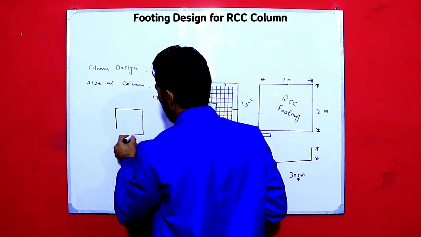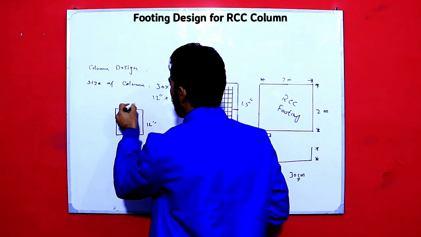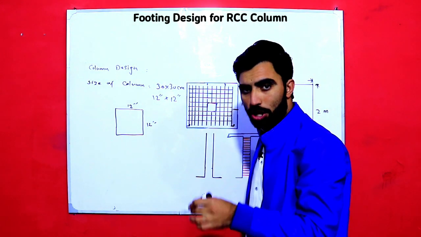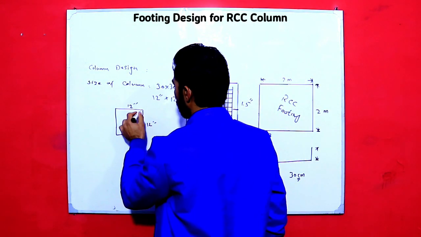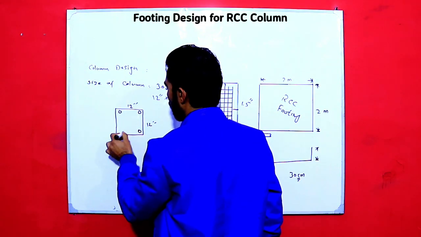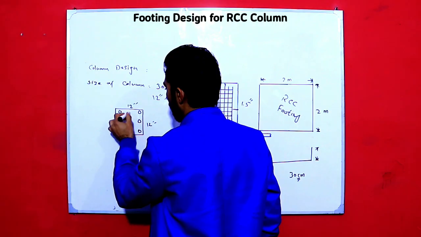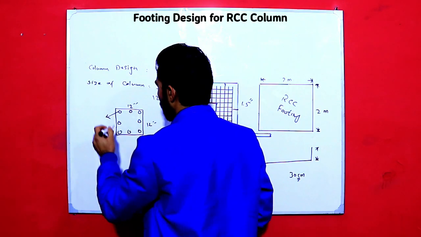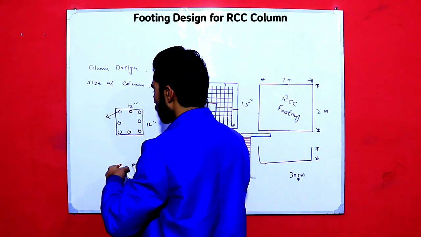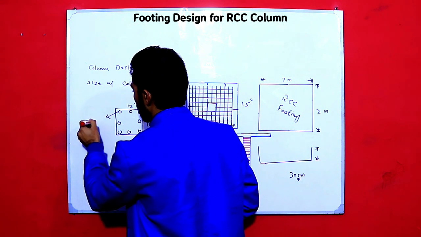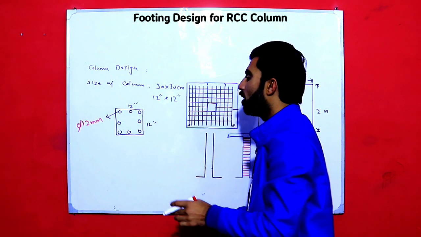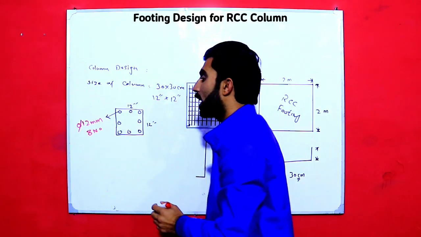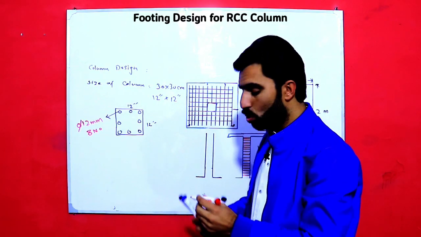This is column which is 12 by 12 inches, and use guys here for 2 to 3 story 8 numbers. And the dia of the steel should be 12 millimeter. Dia should be 12 millimeter for 8 numbers. Use 8 number steel bars, and the dia should be 12 millimeter for 2 to 3 story.